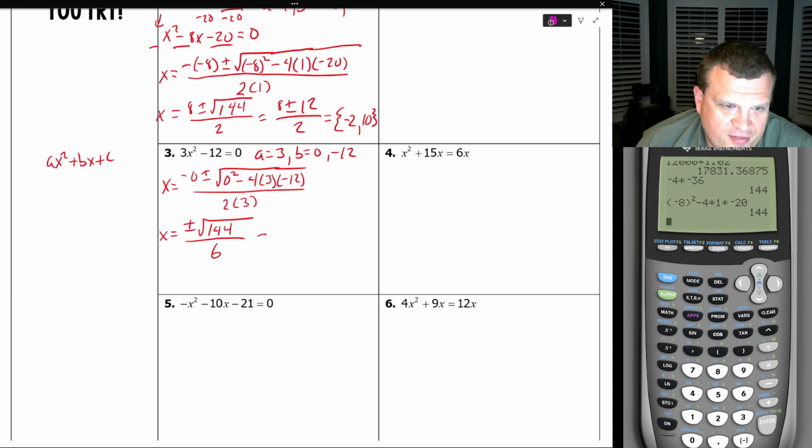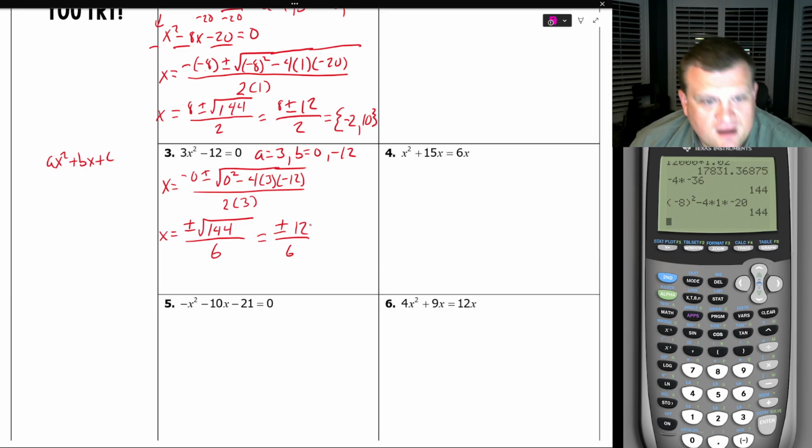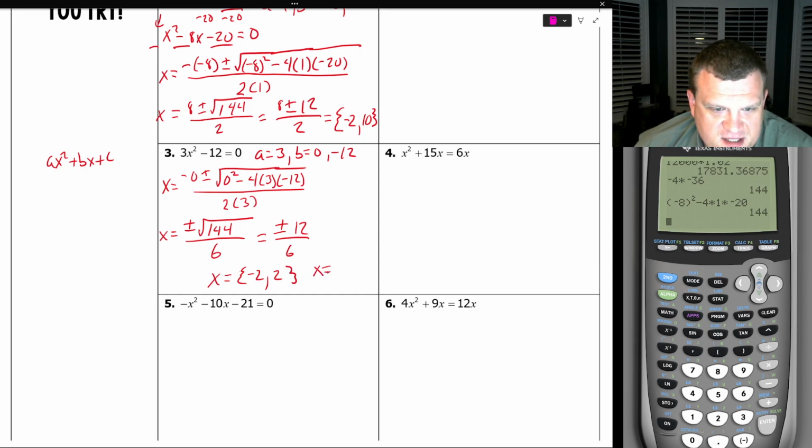So then this is going to become plus or minus the square root of 144, which is 12, over 6. And therein lies our two answers, right? Positive 12 divided by 6 and -12 divided by 6. So x is going to be, the -12 divided by 6 is going to be -2, and the positive 12 divided by 6 is going to be +2. You can also write this as x equals plus or minus 2.